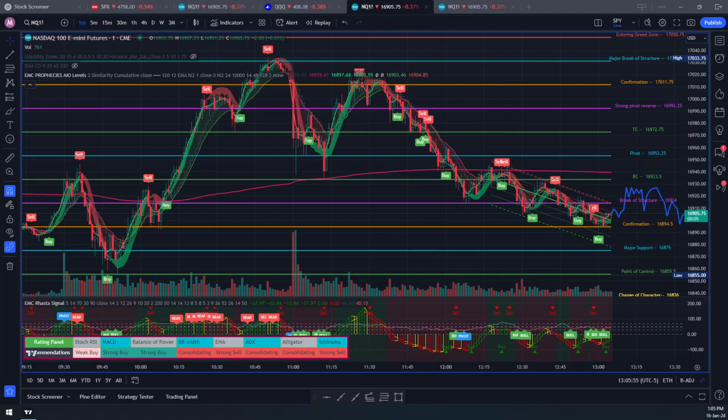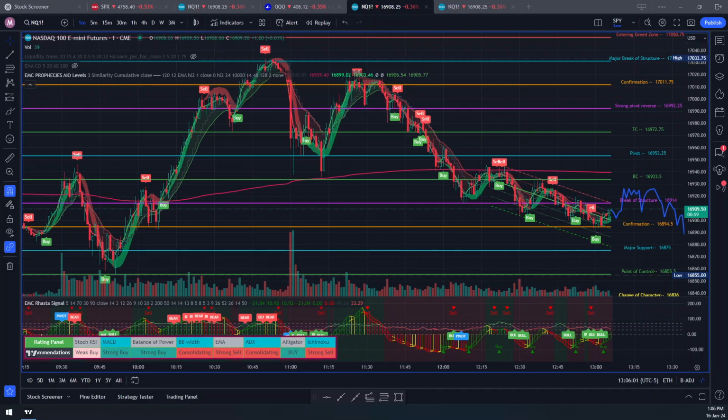The other thing I'm looking at is SPY, which is at 474. It's desperately trying to hold that area. In case that fails, that's also another trade that we will be looking to take.